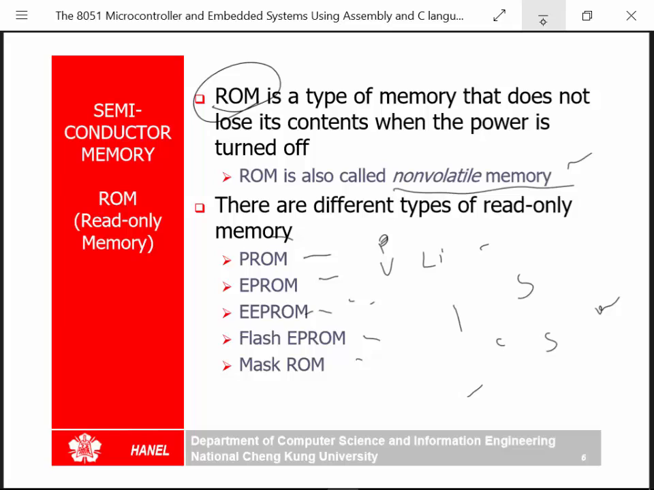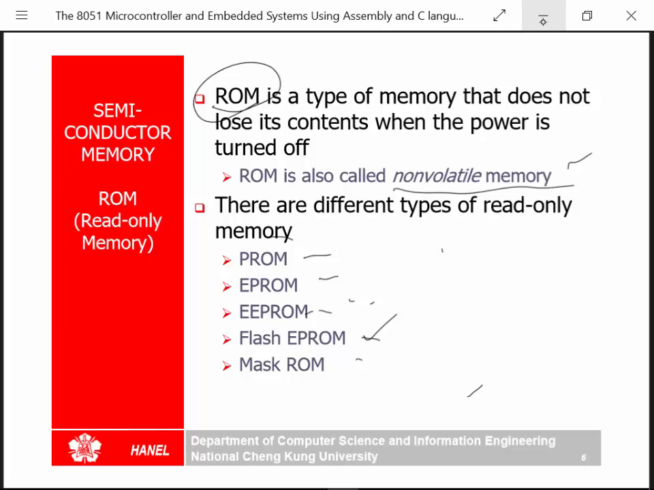You can't write to it generally. Now, some of the different types we can write to. In particular, the flash EEPROM we can typically write to. But it doesn't lose data without power. The others, we normally don't write to very often.